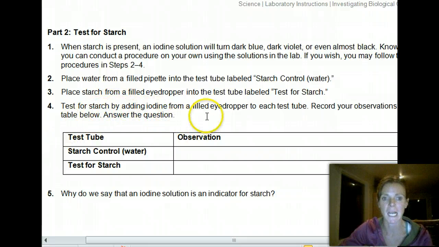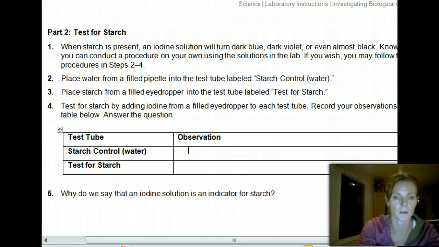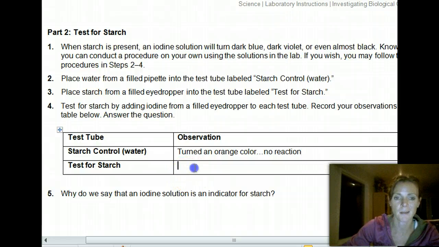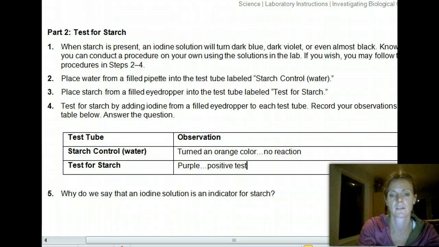Test for starch by adding iodine to a filled eyedropper to each test tube and record your observations. So obviously your starch and water, it just turned, oops, an orange color. Orange color, okay? And really, that would be no reaction. But your test for starch, right? What color was that? Yes, it was purple. Okay, purple. That is a positive test, okay?